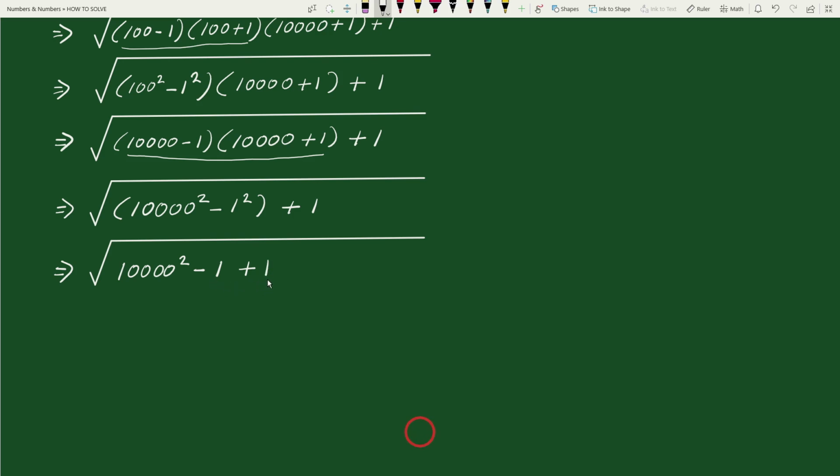Here and here, 1 will be subtracted by 1. This equals the square root of 10,000 square, which equals 10,000. This is our solution.